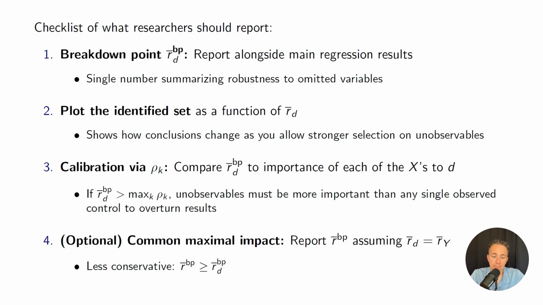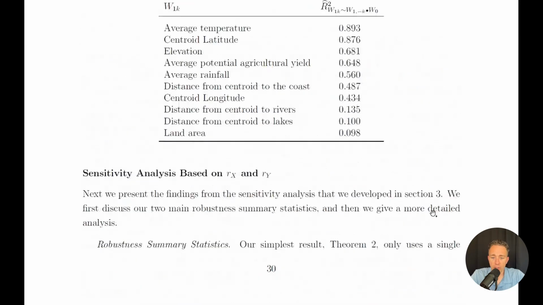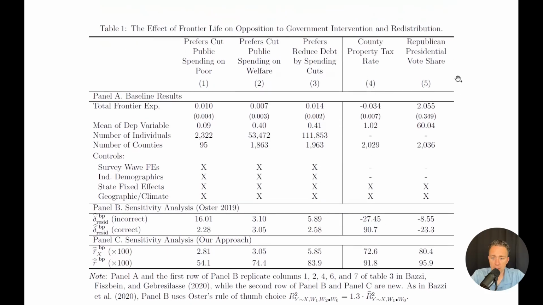And to give you a sense for how this rho sub k idea works, I wanted to pull up their paper and show you how they do it in one of their empirical examples. So if we go here, they're reproducing an analysis from another paper in Econometrica. And in this Republican presidential vote share column, column 5, they're getting a breakdown point of 80% and a less conservative breakdown point of 95.9. So these look like pretty solid numbers, especially considering, say, column 1 has a breakdown point of 3% and a less conservative breakdown point of 54%.